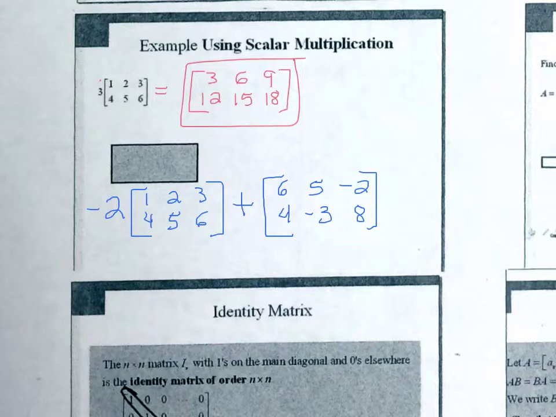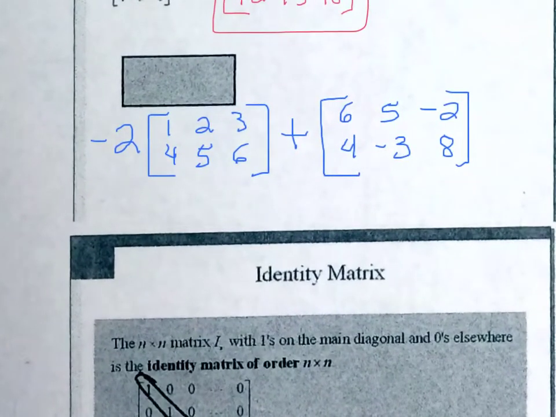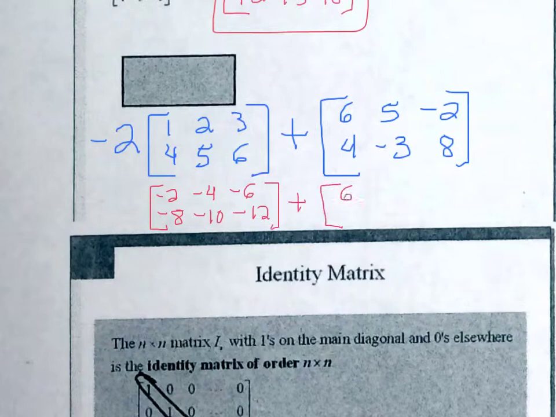Just like, please excuse my dear Aunt Sally. You distribute first. So when you distribute, you're going to have -2, -4, -6, -8, -10, and -12. Once you have that distributed, then you combine it with the second matrix.